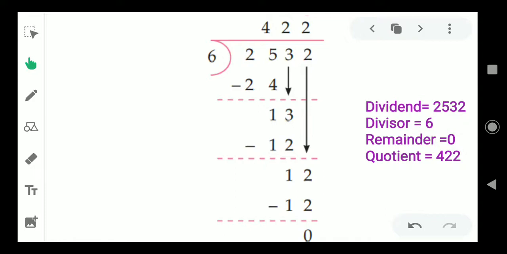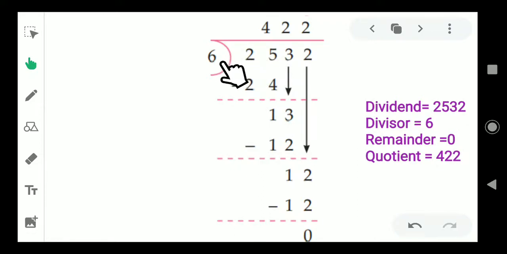First example given here is 2532 divided by 6. This is the dividend. 2532 is the dividend, the divisor is 6. Whenever we are starting division, start from the leftmost end. The first digit is 2. In 2 there is no 6. So we consider the first 2 digits, that is 25. In 25, how many 6 is there?